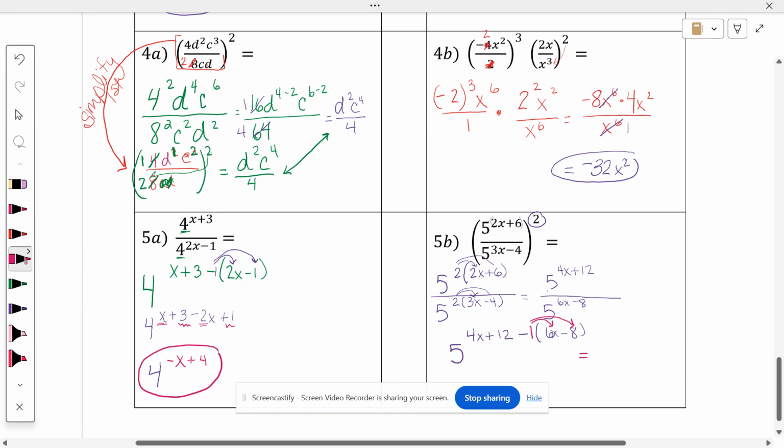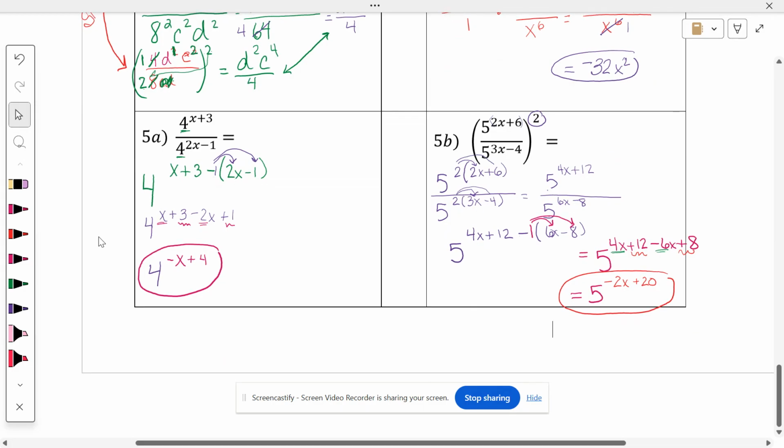So let's simplify that one step further. 5 to the 4x plus 12. A negative 1 times 6x is minus 6x. A negative 1 times a negative 8 is plus 8. So then I'm going to combine my like terms. That equals 5 to the power of, let's see, 4x minus 6x is negative 2x. And a positive 12 and a positive 8 is plus 20. So your final answer is 5 to the power of negative 2x plus 20.